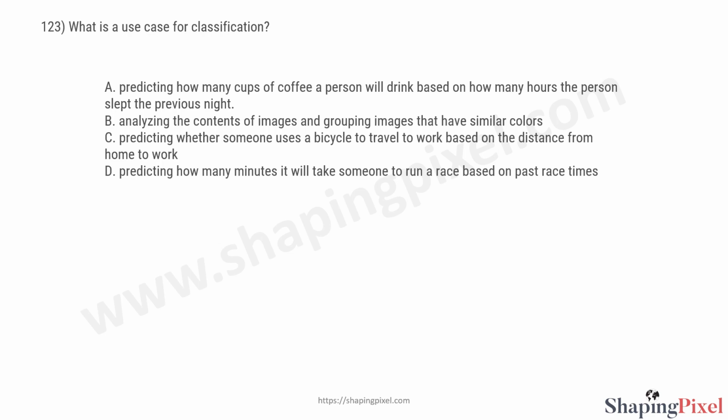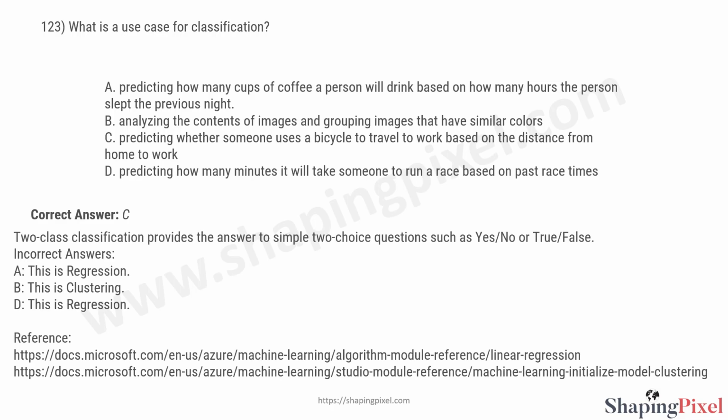So the right option here is option C, predicting whether someone uses a bicycle to travel to work based on the distance from home to work. Two-class classification provides the answer to simple two-choice questions such as yes or no or true or false. So incorrect answers are: this is regression, this is clustering, and option D is regression.